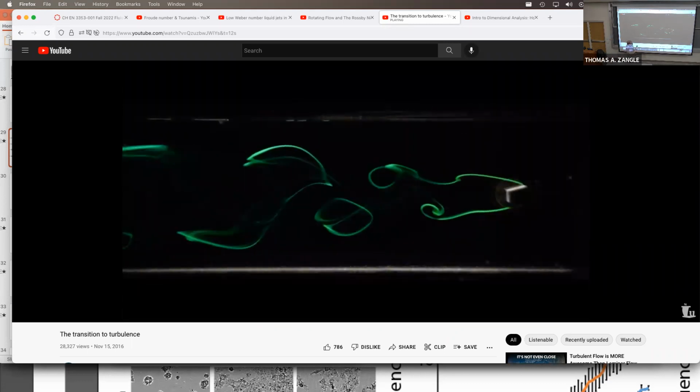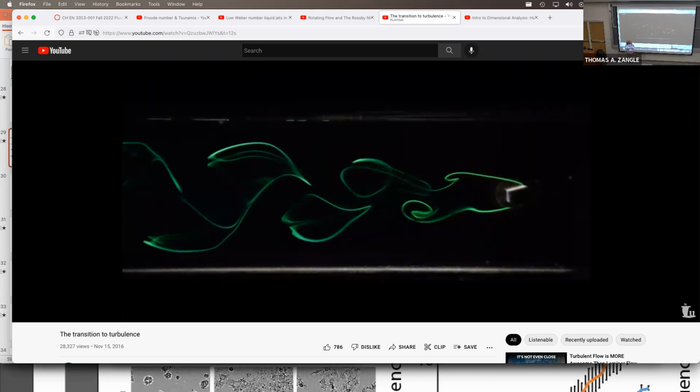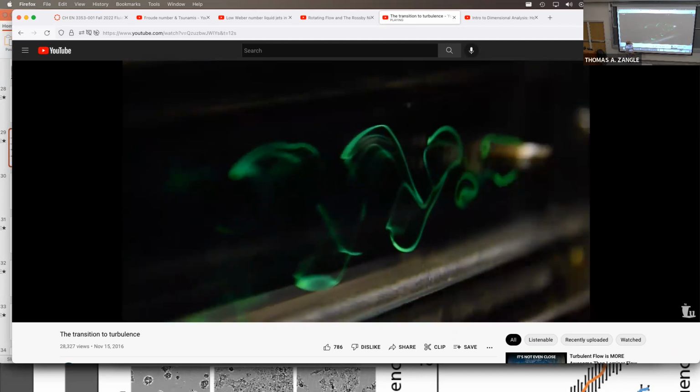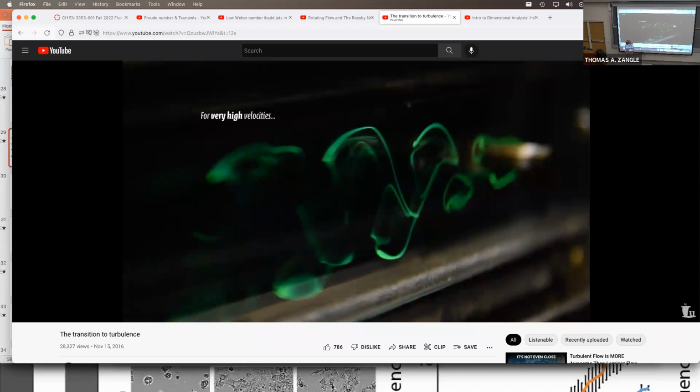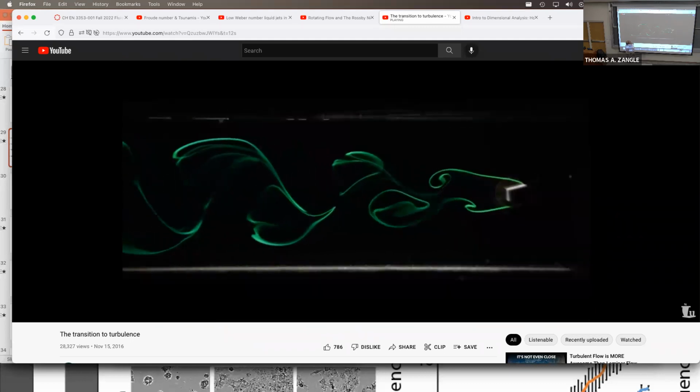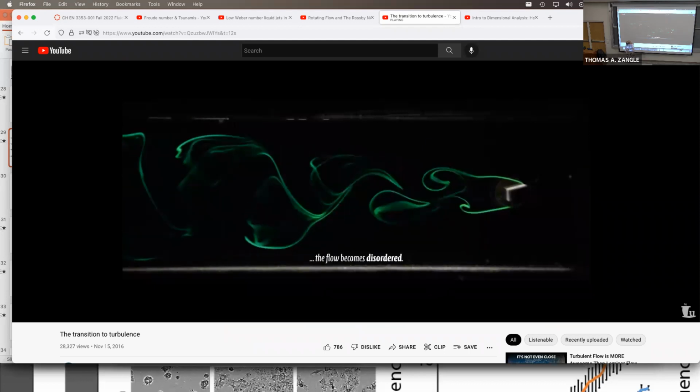We're going to next turn up the flow even more and observe what happens. Watch the flow. So now we can see we're at higher flow rate, and these vortices are still forming in this alternating pattern behind this disturbance. But now we're seeing a lot of mixing. We're seeing not only these big vortices, but the big vortices are turning into smaller vortices. Smaller vortices are turning into smaller vortices still.